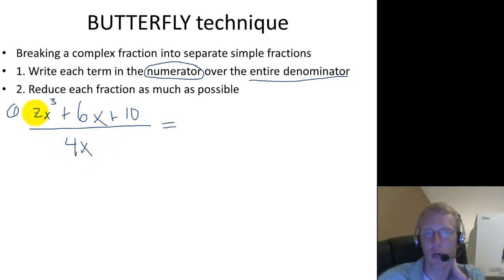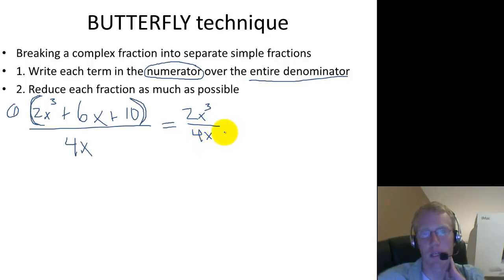Or this 2 and this 4, make them a 1 and a 2. You can't do that because it's the entire numerator. All of it is being divided by 4x, not just one piece of it. So to show that, you can write each piece, the three pieces here, over 4x separately. So we can write this as 2x cubed over 4x plus 6x over 4x plus 10 over 4x.